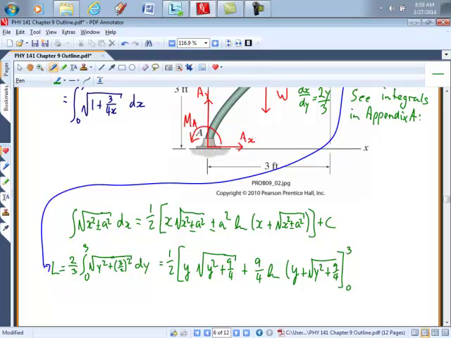Sorry? Like your 2/3 and you have. Oh yes, the 2/3 should still be here as well. So 2/3 times that is, instead of it being 1/2, that should be 1/3 then. Thank you for catching that.